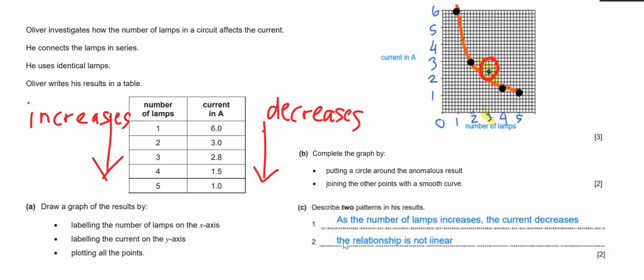For question C, we have another point to put in the slot. Since this is a curved graph, we say that the relationship is not linear. If we have a straight line graph, then we can say the relationship is linear. So these are two simple correct answers for describing two patterns in the results and making a graph question.